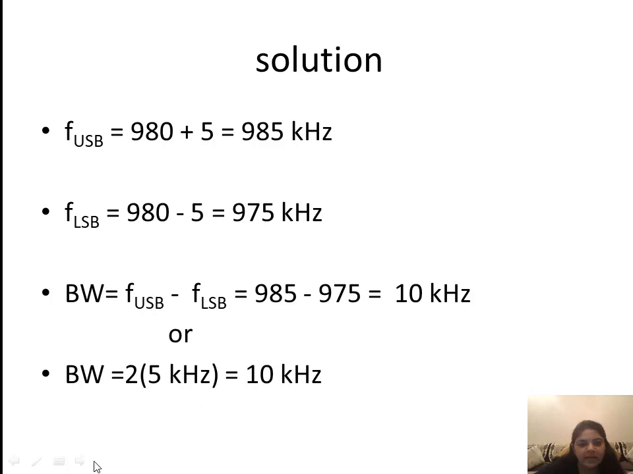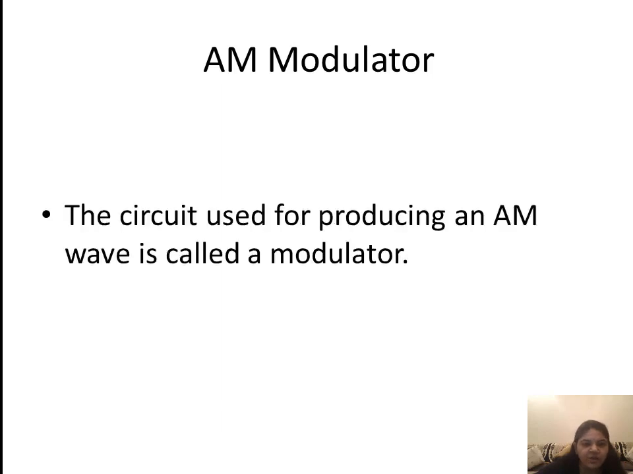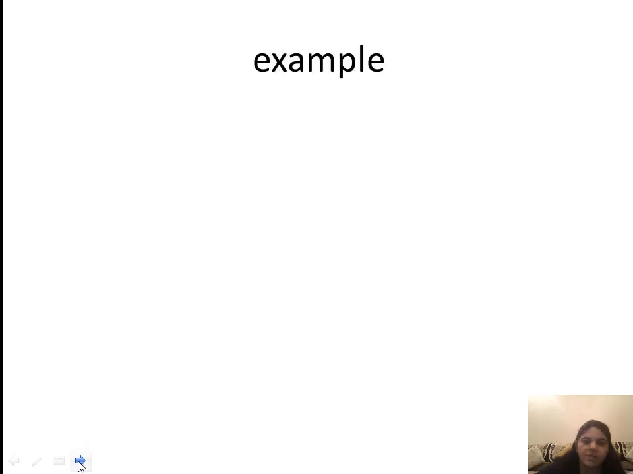The device which produces the modulation is known as the modulator. The circuit used for producing an AM wave is called the modulator. The instrument used to analyze that wave is a spectrum analyzer.